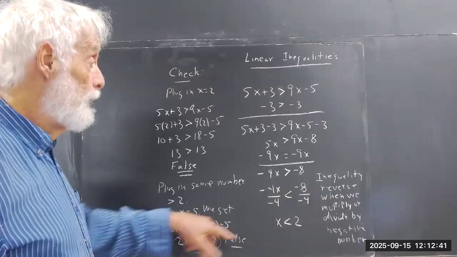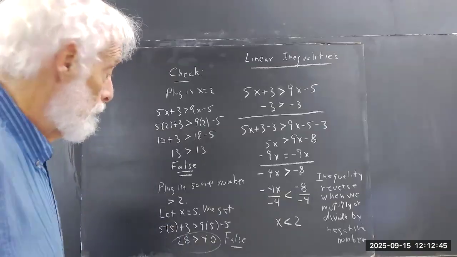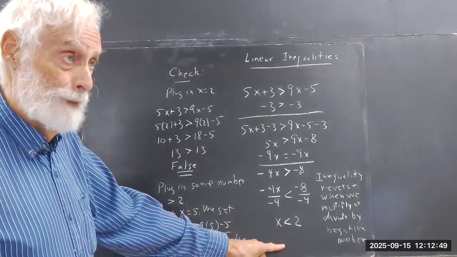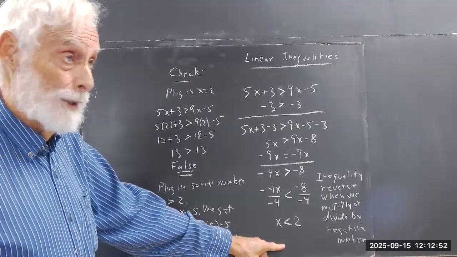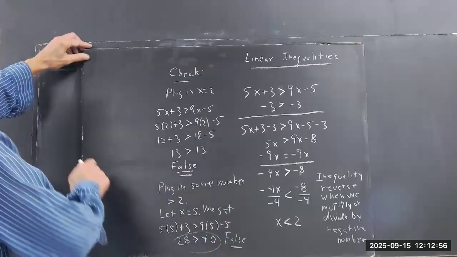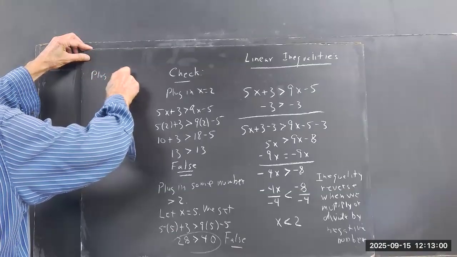If you find that it's true, it means you messed up something in your solution. Now, if you plug in any number less than 2, it's going to be true. I'm not going to do that for you. But I'll just say, it's part of your homework. You ought to have it in your notebook.